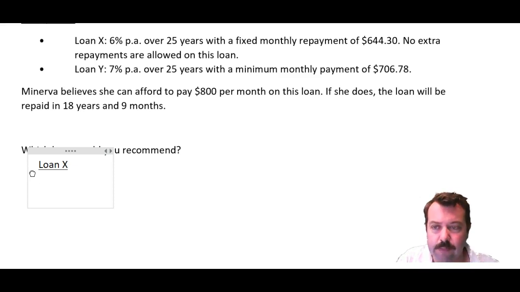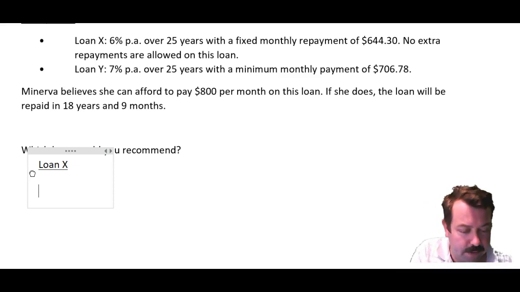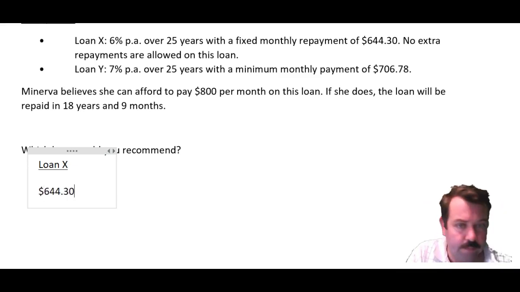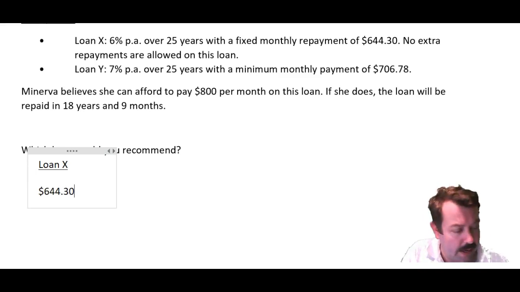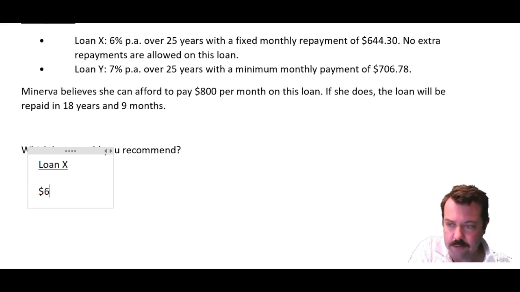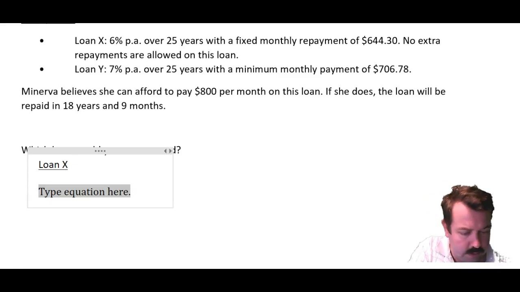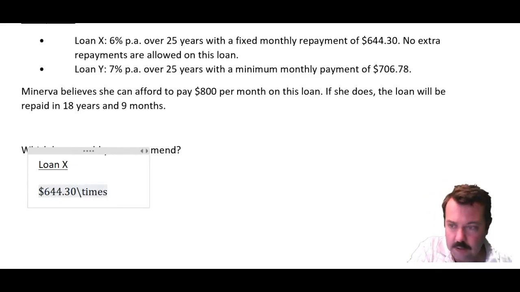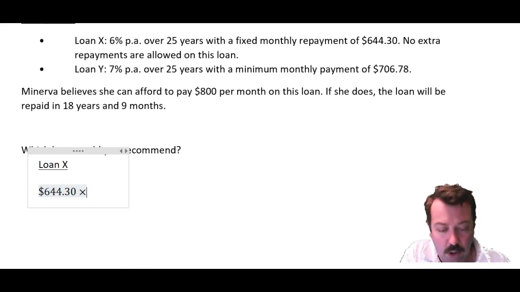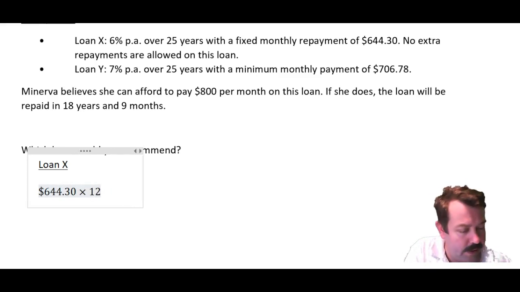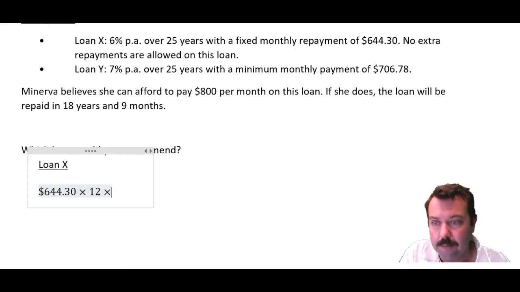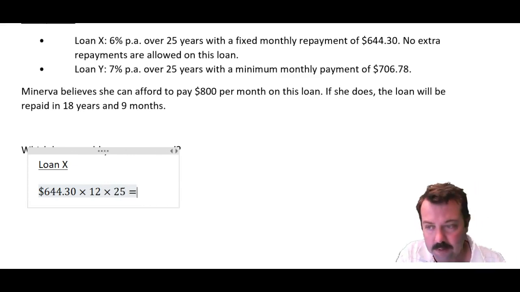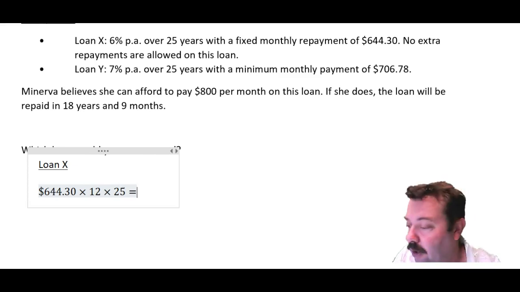So for loan X, I'm going to have repayments of $644.30. Multiplied by 12, that's how much I pay per year. And then I multiply that by 25 repayments. This is the total that I'm going to pay on loan X.